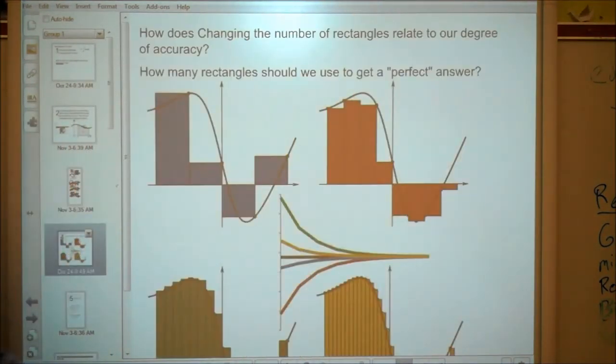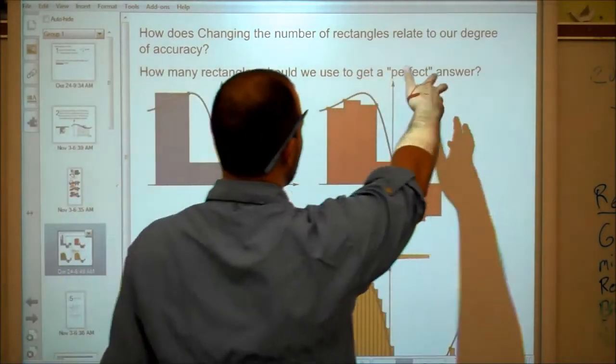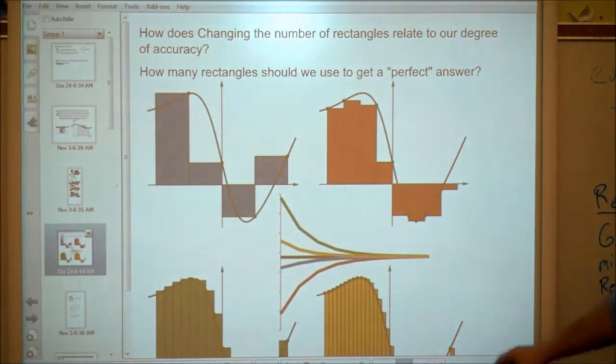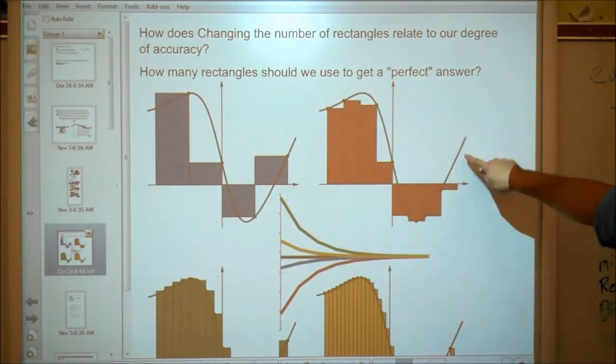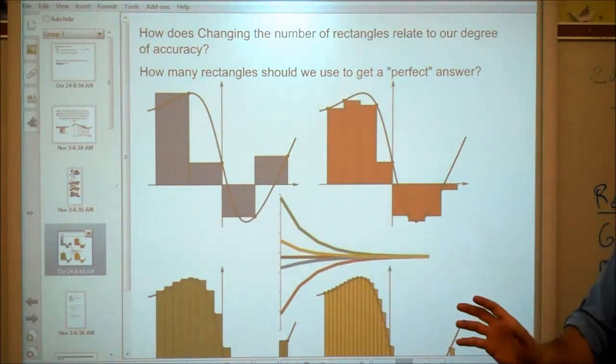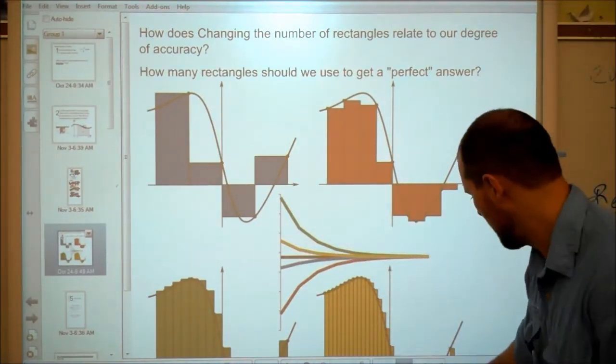Okay, so let's go back to that question. How does changing the number of rectangles, and I asked this earlier, if I change the number of rectangles, how could I make this more accurate? What we have on the screen right now is the same exact graph, the same exact curve, 4 different times, and in each of them we have a different number of rectangles. I'm going to call that n.